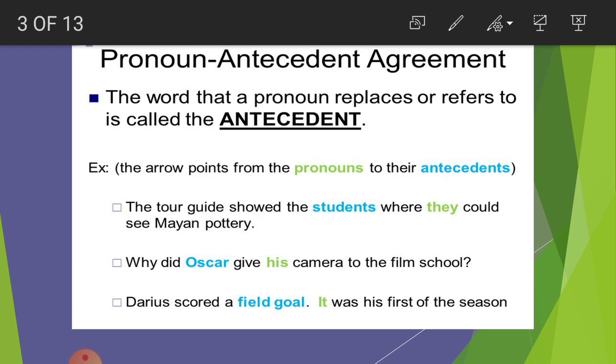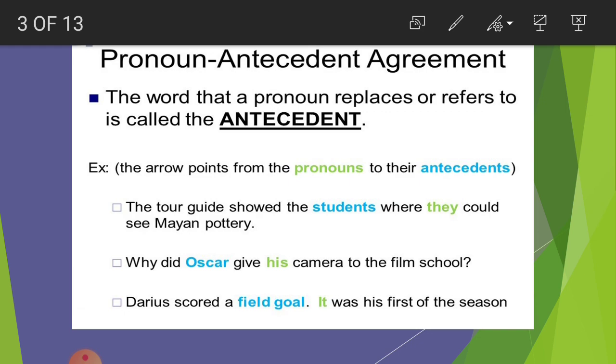Another example you see: Why did Oscar give his camera to the film school? Now what is the noun? Oscar. And what have we used in place of Oscar? His. So his is the pronoun, and what is the antecedent of his? Oscar. Another example: Doris scored a field goal. It was his first of the session. Now you see what is the noun? Goal. And what have we used in place of goal? It. So it is the pronoun, and what is the antecedent of it? Goal. Understood, children? I hope you are clear with antecedent.